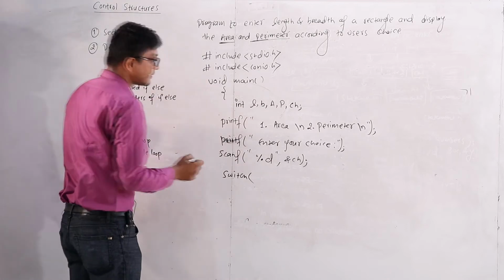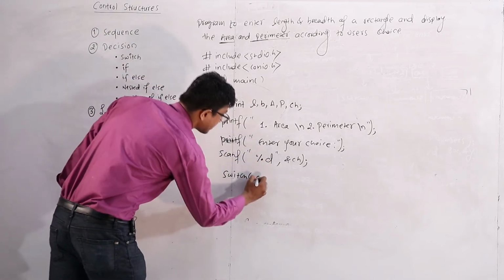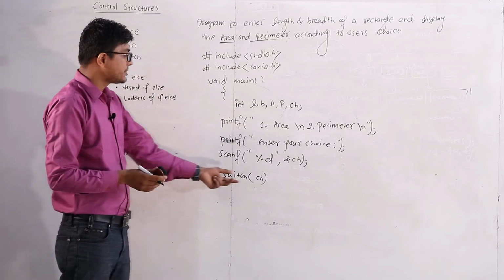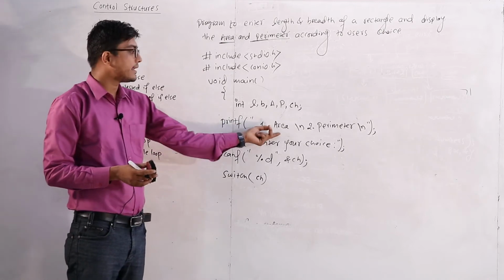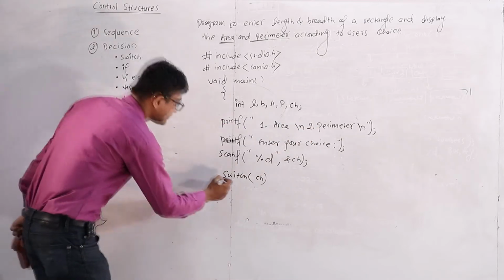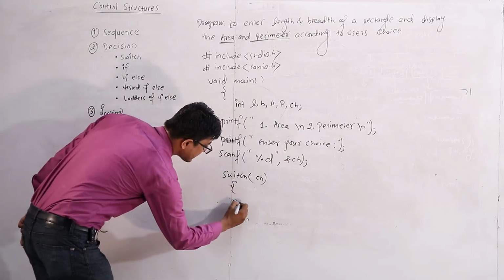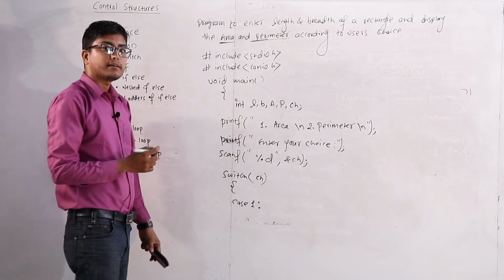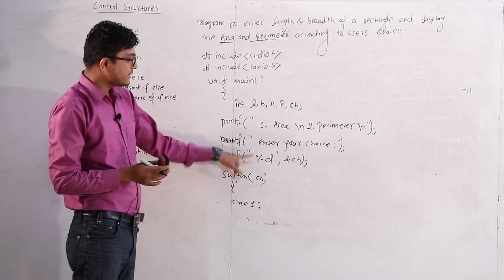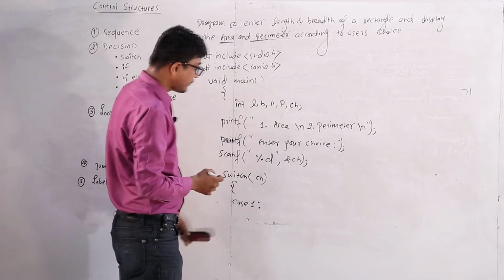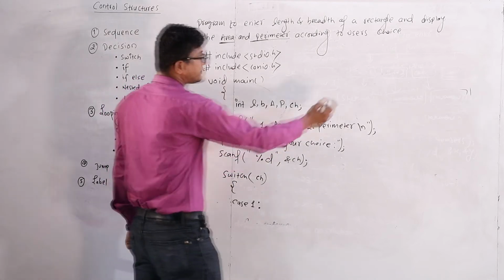So, switch, now the expression is CH. Now what will be the value of CH? If the value of CH is 1, we have to find the area. If the value of CH is 2, we have to find the perimeter. It means case 1: if the value of CH is 1, then what we have to do? We have to find out the area.